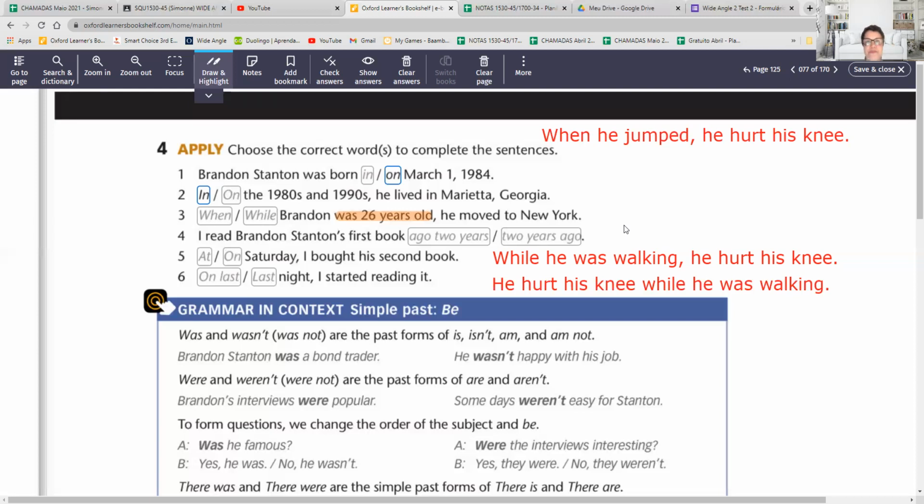No, the idea here is not the duration. The idea here is a simple past action, okay? And when this happened, he moved to New York, okay? So he had lived, for example, let me give an example based on this sentence, okay? Let's see if you understand.